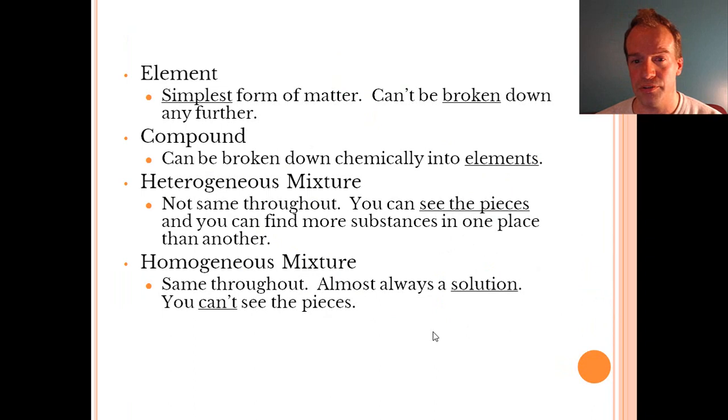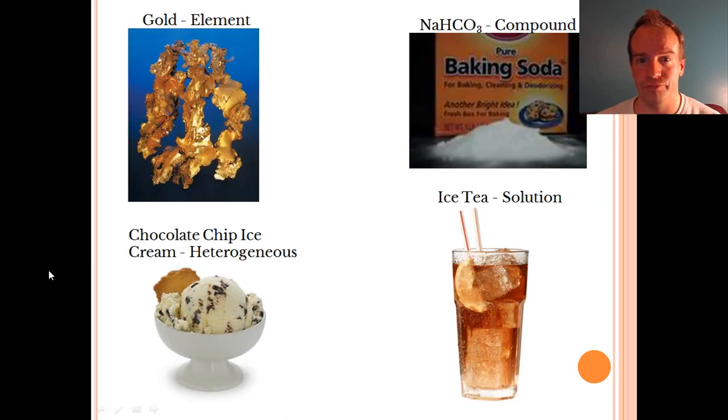So elements are the simplest. Compounds are made up of elements. They can be broken down into elements chemically. And then we have heterogeneous mixtures, in which there's stuff mixed together but you can see the pieces in it. And then there's homogeneous mixtures, the same throughout, and these are also called solutions.